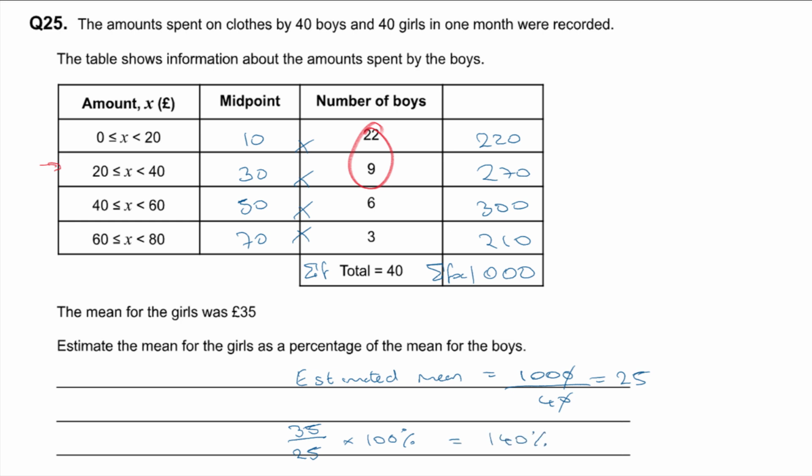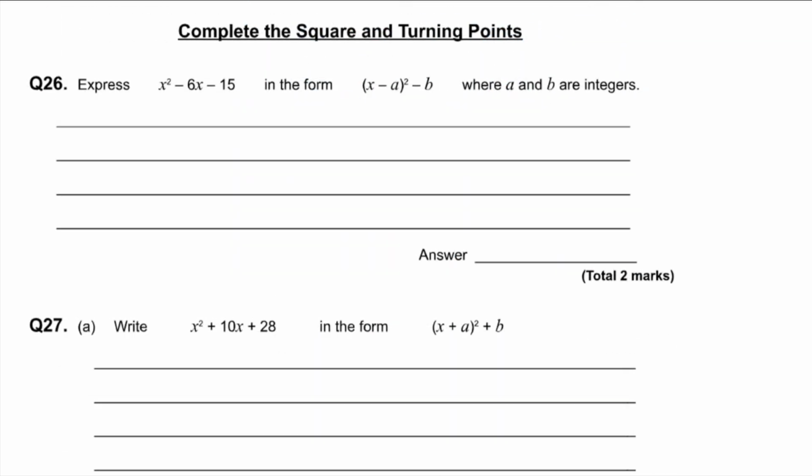Okay, so the girls' mean is 140% of the boys' mean. That makes sense because the girls have got more than the boys. So 25 times 1.4 is going to give you 35, I guess. Right? Cool. Next up, we're going to be looking at completing the square and turning points.